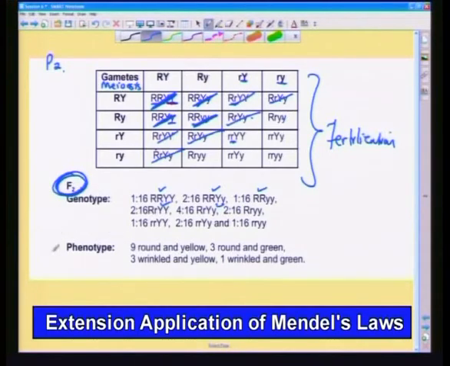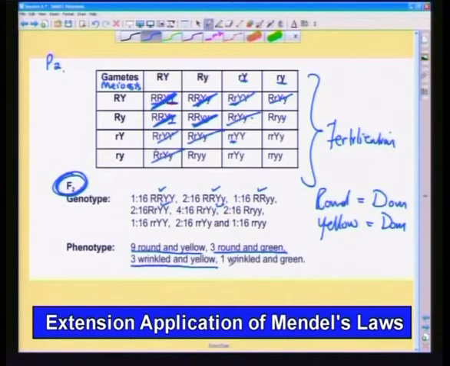All right, now, phenotype. Remember, round is dominant, and yellow is going to be dominant. So anything that has a capital letter in it is what you're going to see. So we're going to have 9 round and yellow. We're going to end up with 3 round and green. We're going to end up with 3 that are wrinkled and yellow. And here is our little recessive, homozygous recessive. We're going to have 1 that is wrinkled and green.